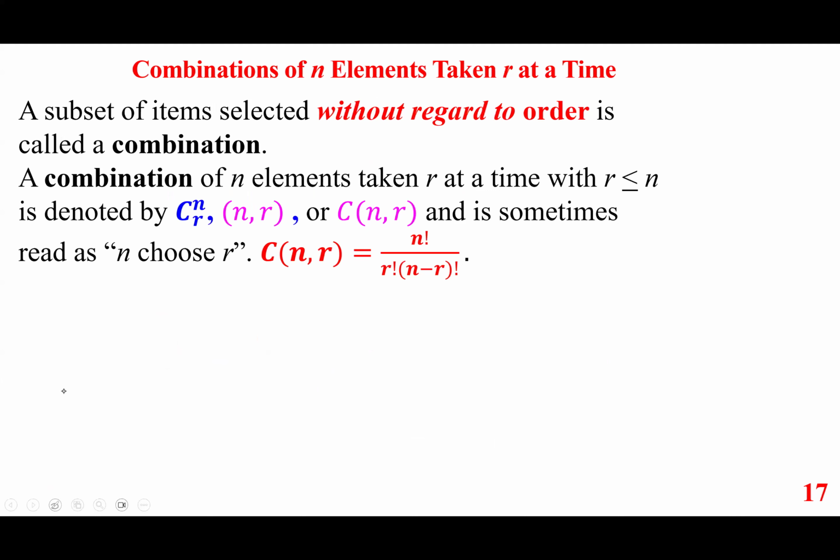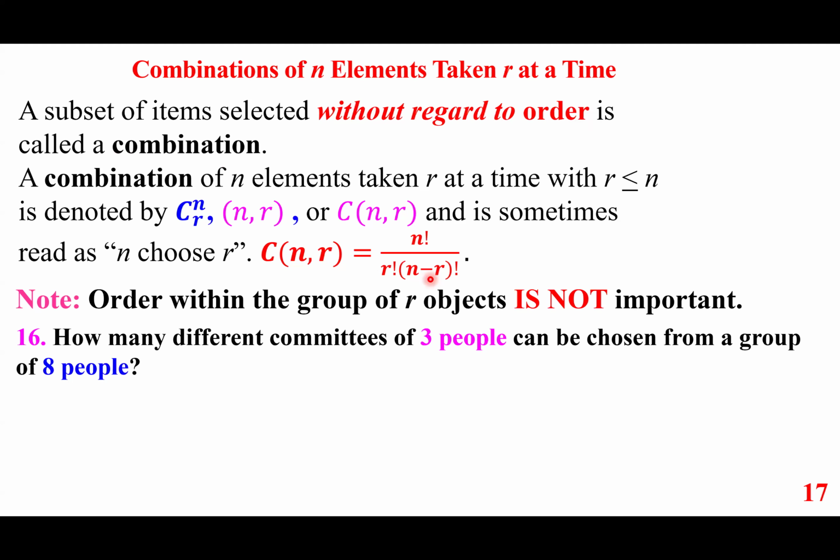Combination of n elements taken R at a time. A subset of items selected without regard to order is called a combination. A combination of n elements taken R at a time, with R less than or equal to n, is denoted by C(n,R) in this format, or parentheses n R, and it's sometimes read as "n choose R." It's n factorial over R factorial times (n minus R) factorial. Note, order within the group of R objects is not important.